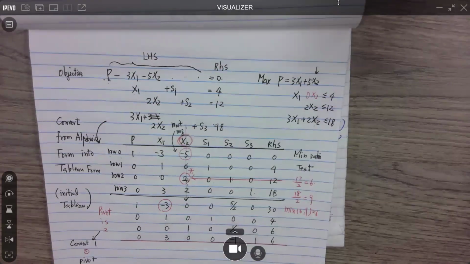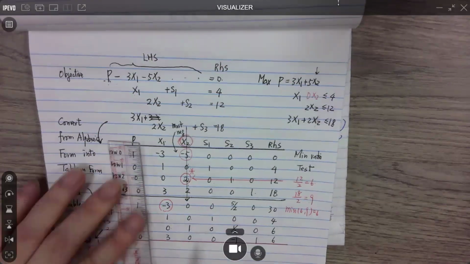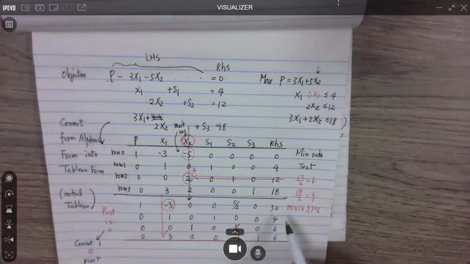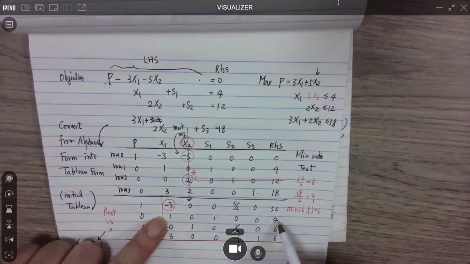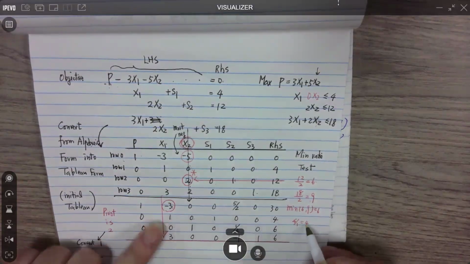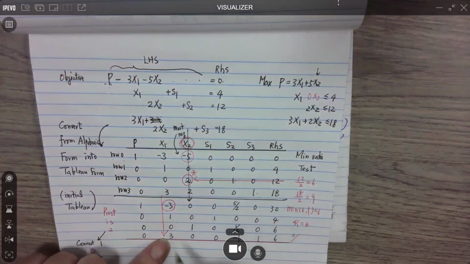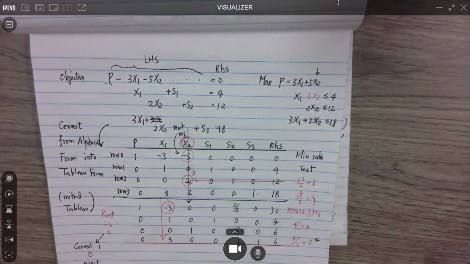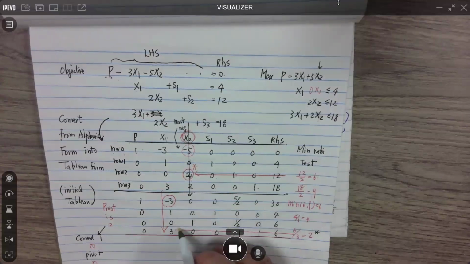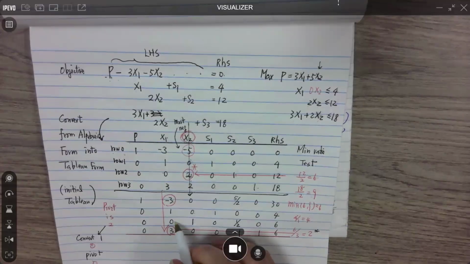So I'm going to look at this column and perform the minimum ratio test. This is 4. This is 1. So 4 divided by 1 is 4. This is 6. 6 divided by 3 is 2. Which one is smaller? Well, 2 is smaller. So you're going to go back. You're going to find this guy is a pivot.